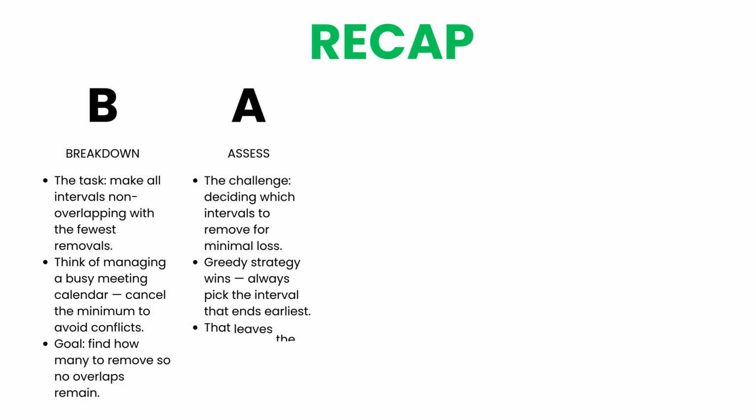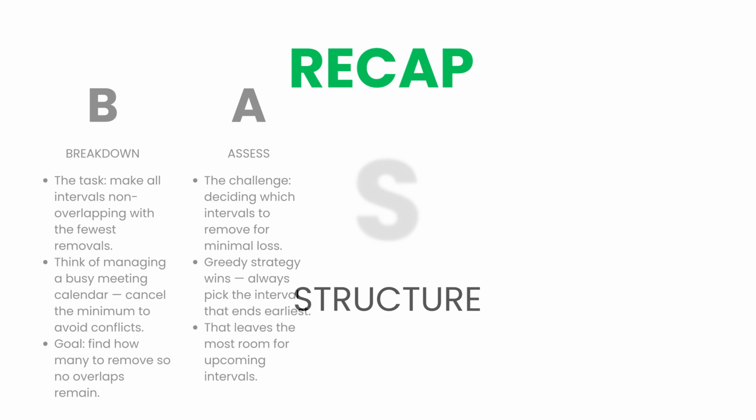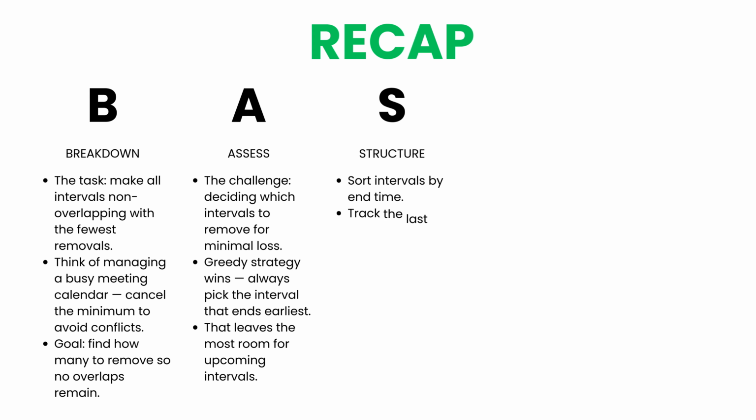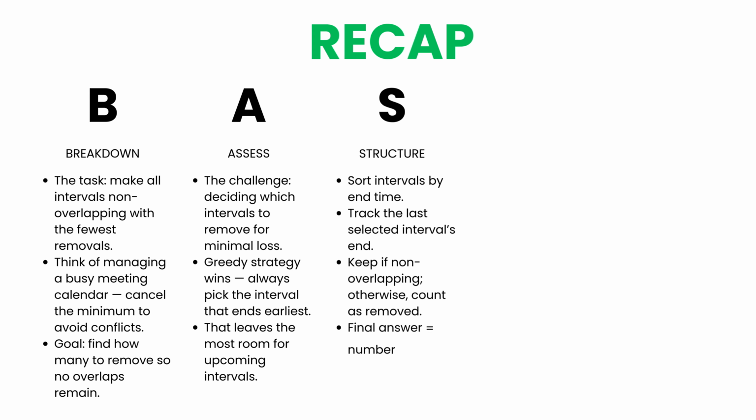Brute force is impractical here, but if we always keep the interval that ends earliest, we leave maximum room for everything after it. This directly maximizes the number of non-overlapping intervals and, by complement, minimizes removals. Structure recap. The plan was straightforward: sort by end time, sweep once, and keep an interval only if it starts at or after the end of the last kept one. Every time we see an overlap, we count a removal. The final count is the minimum deletions required.